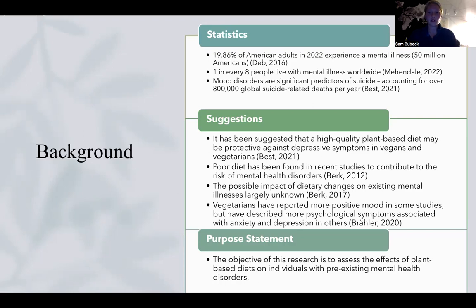And vegetarians have reported more positive mood in some studies, but have described more psychological symptoms associated with anxiety and depression in others. So while there might be an increased mood, there has been linkage to both anxiety and depression. So there are many mixed suggestions to this correlation. Is it positive? Is it negative? Is there no effect at all?